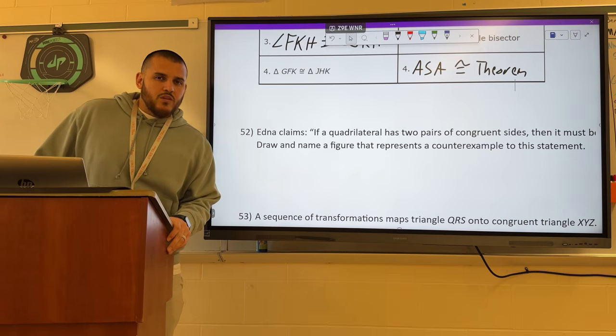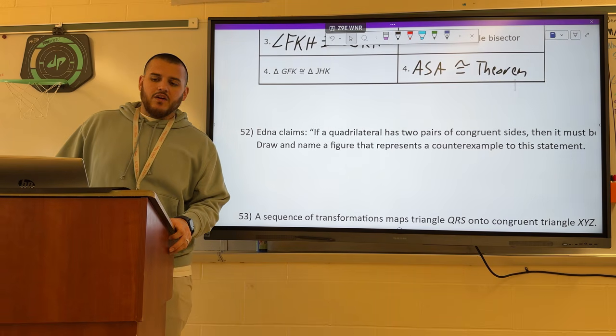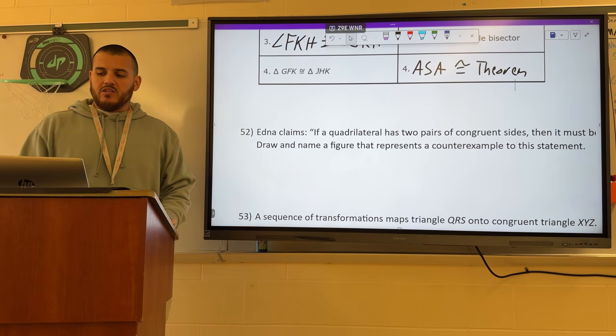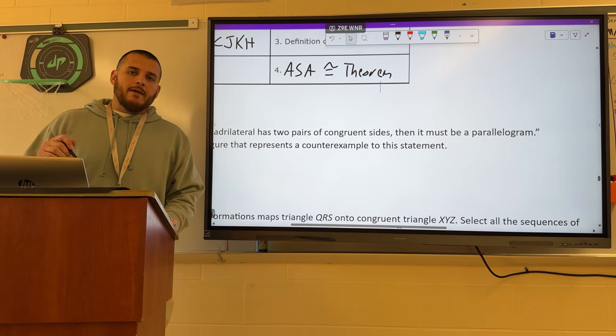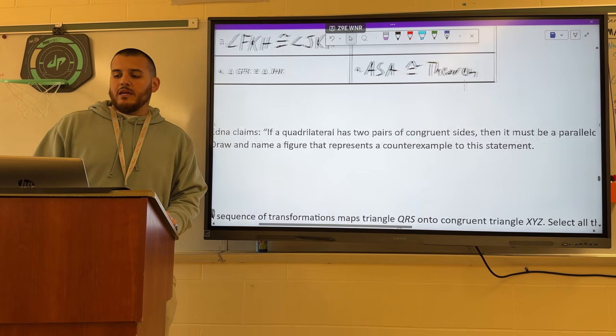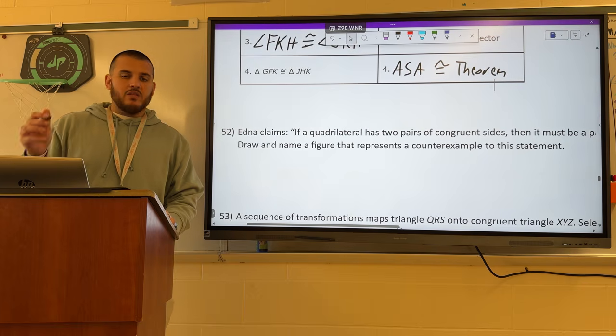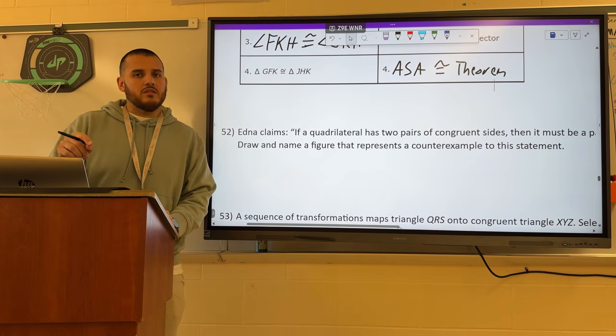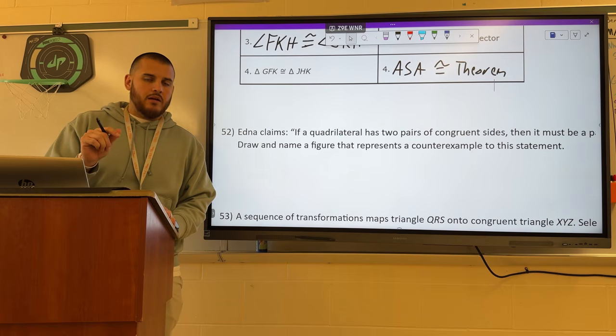In example 52, we're providing a counterexample for a false conjecture. Edna claims, if a quadrilateral has two pairs of congruent sides, then it must be a parallelogram. We're asked to draw and name a figure that proves to be a counterexample. So this is a false statement. Just because a shape has two pairs of congruent sides does not mean it's a parallelogram.